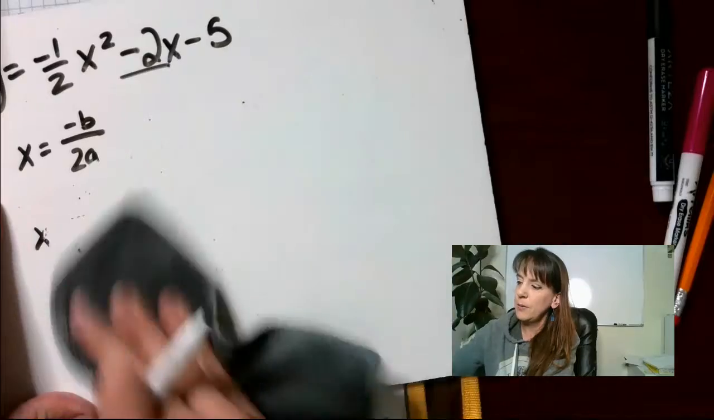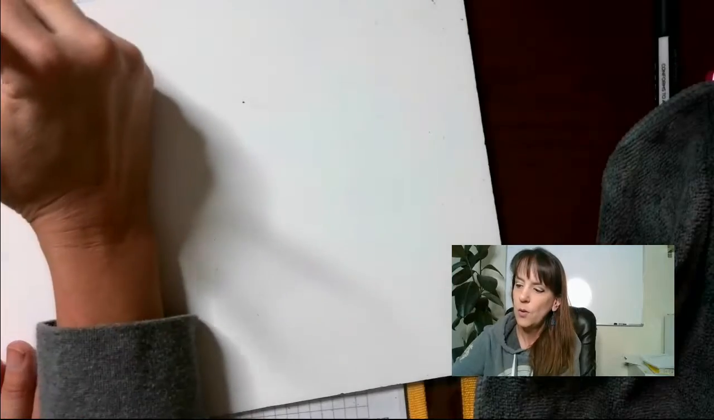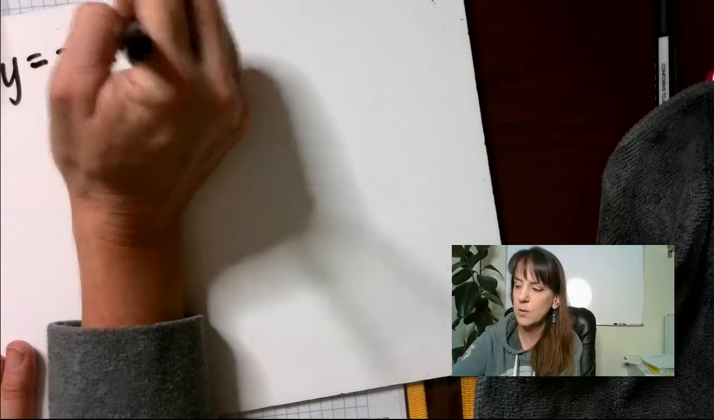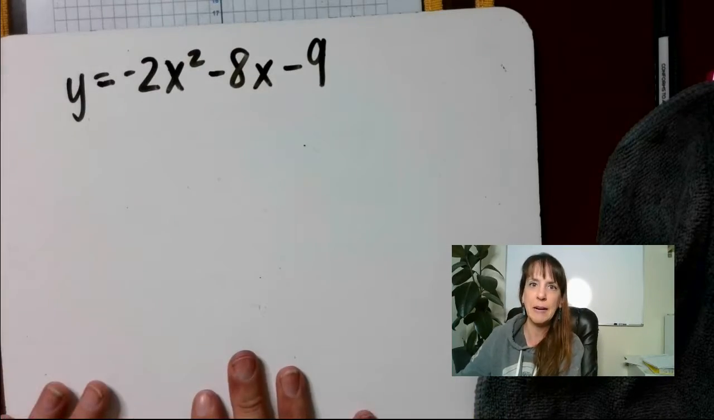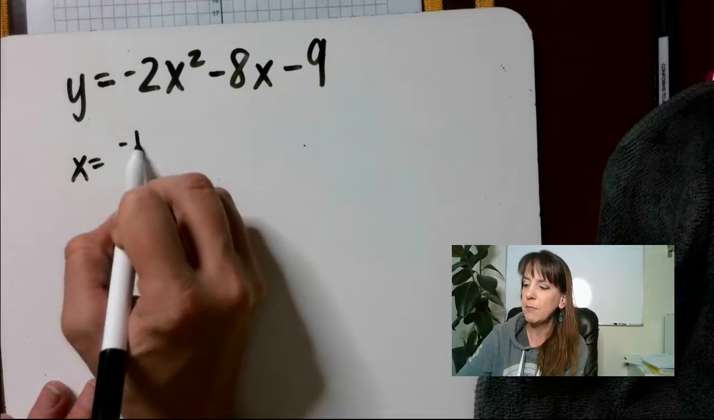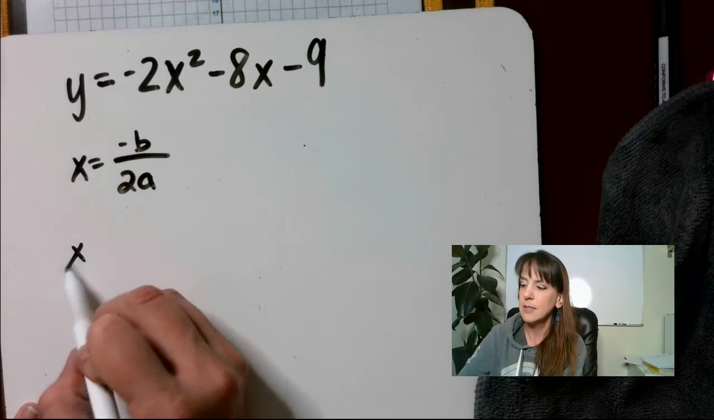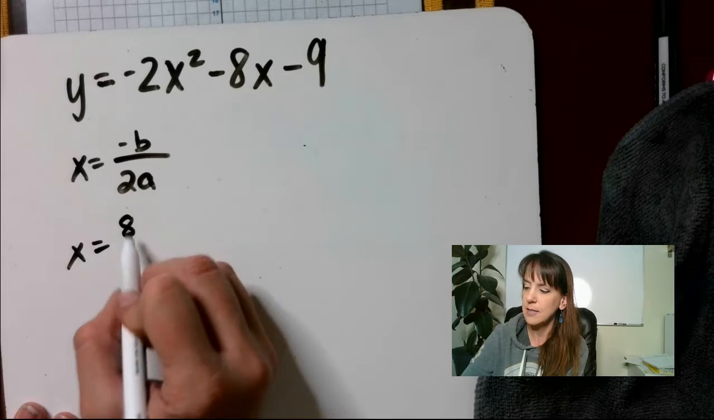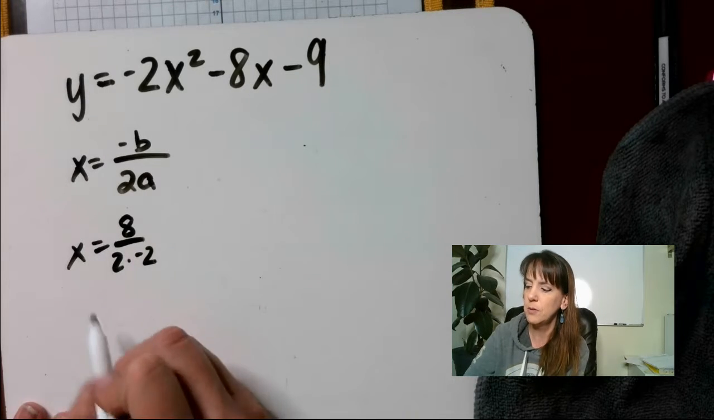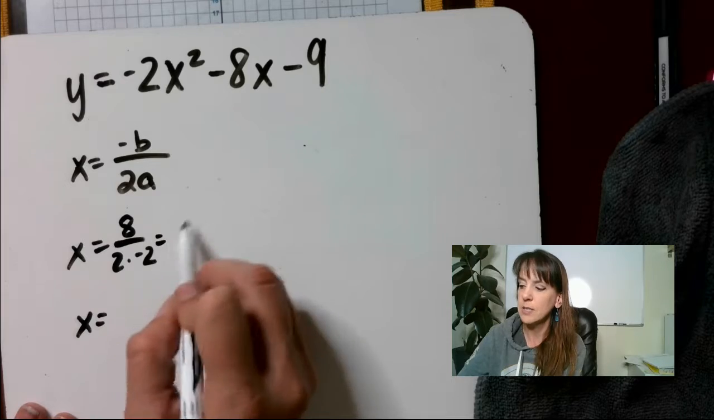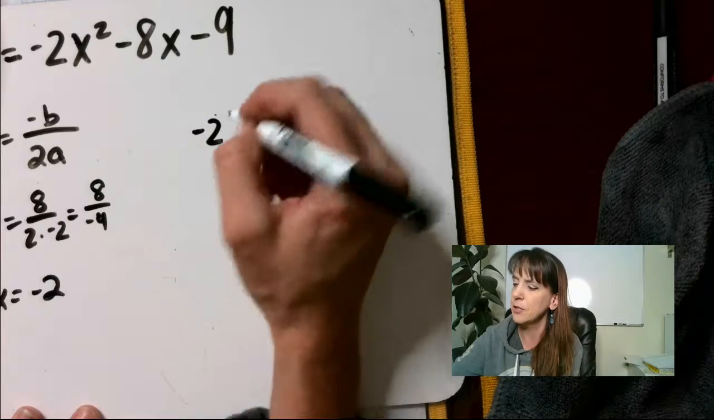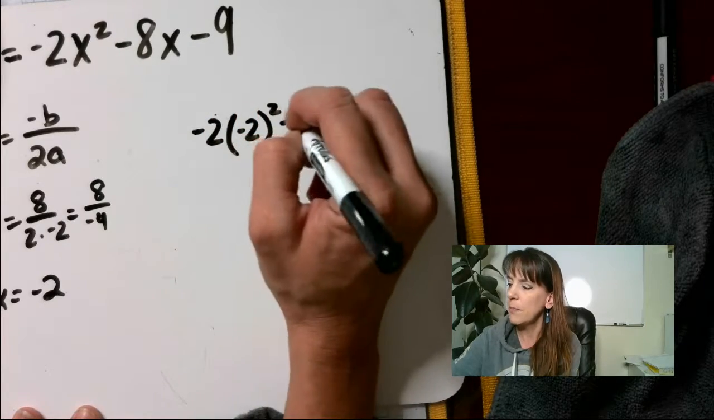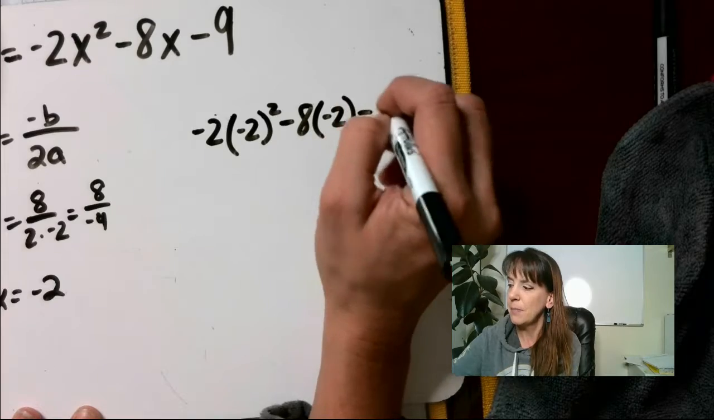Okay, so the next one is y equals -2x squared minus 8x minus 9. All right, so for this guy right here, we're going to do x equals -b over 2a. x equals opposite of that -8, so +8 over 2 times -2. So x equals 8 over -4, which gives us -2. All right, let's plug that bad boy in. -2, -2 squared minus 8 times -2 minus 9.